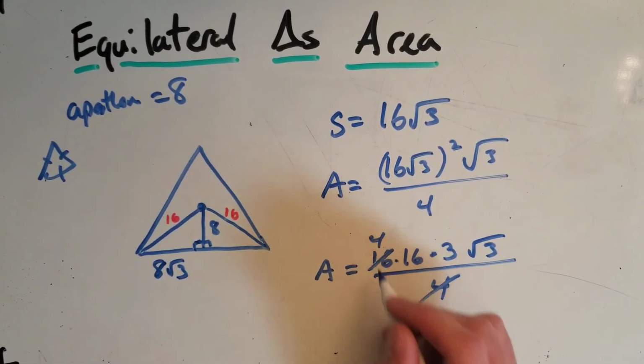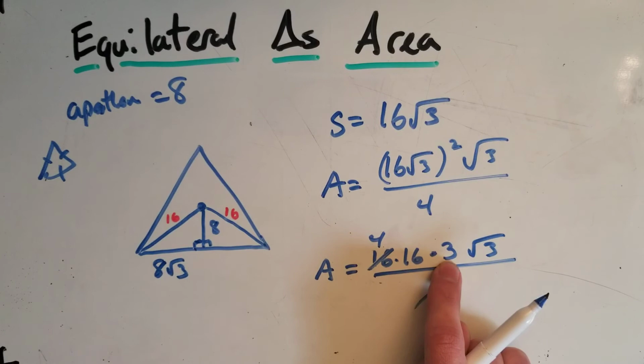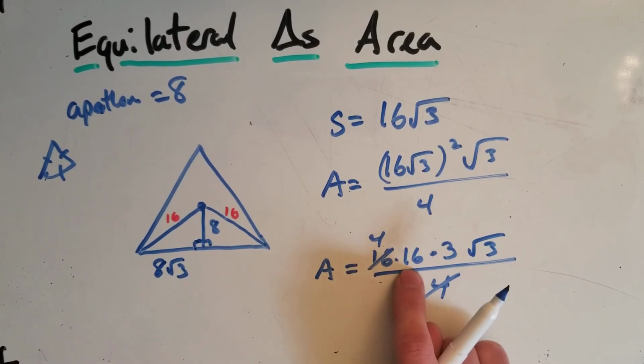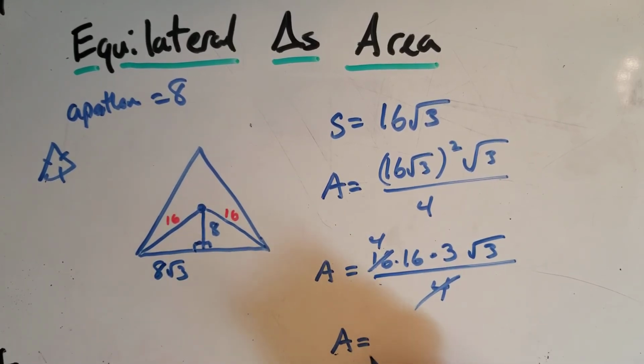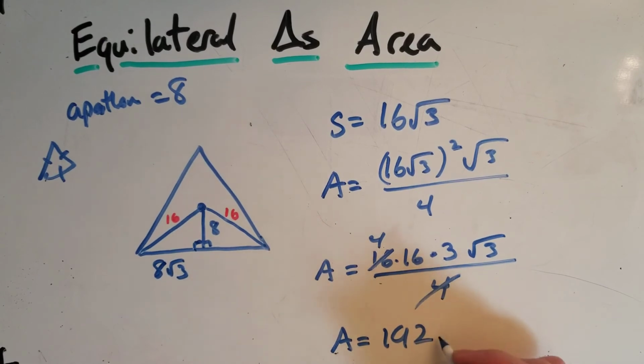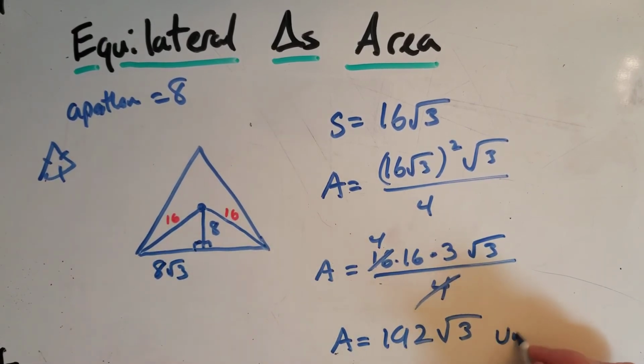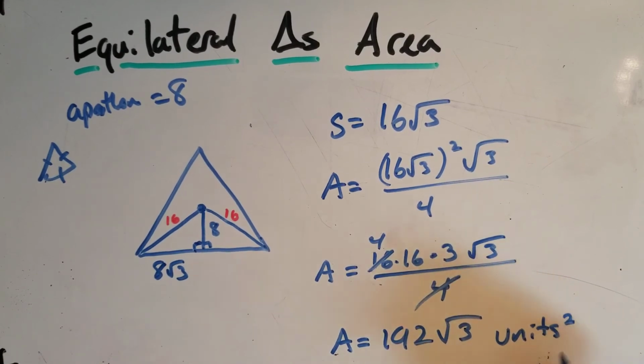4 cancels, this becomes a 4. So 4 times 3 is 12, times 16 is 192, and you still have the square root of 3. So our area of this triangle would be 192 root 3 units, and you're all done.